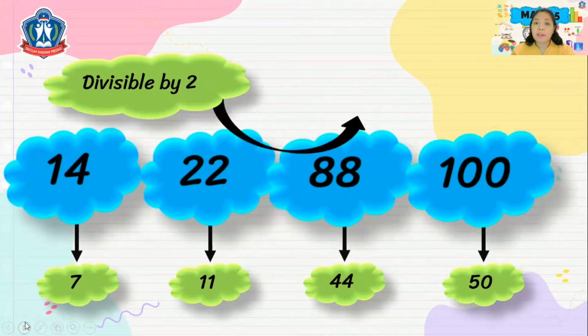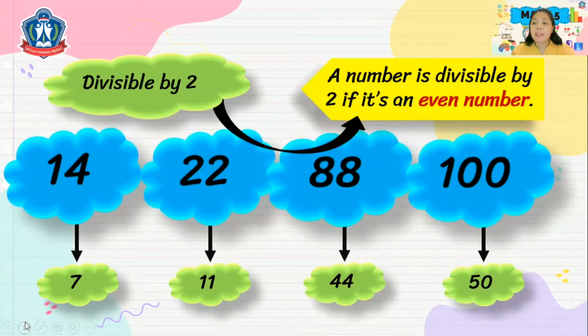So, a number is divisible by 2 if it is an even number. What are even numbers? Even numbers are numbers that have 4, 2, 8, 0, and also 6 in their ones place. So again, numbers are divisible by 2 if they are even numbers.